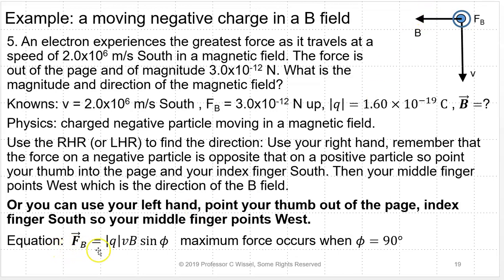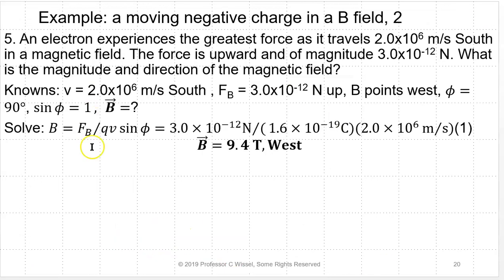So FB then becomes QVB sine phi. The maximum force, which is what they asked for, occurs when phi is 90 degrees, so the sine of phi becomes 1. So B equals FB divided by QV sine phi. That becomes 3 times 10 to the minus 12 newtons for FB, divided by Q, which is 1.6 times 10 to the minus 19 coulombs, times 2 times 10 to the 6 meters per second. Of course, that is V, and of course, the sine of phi is 1. So B is 9.4 Tesla to the west.